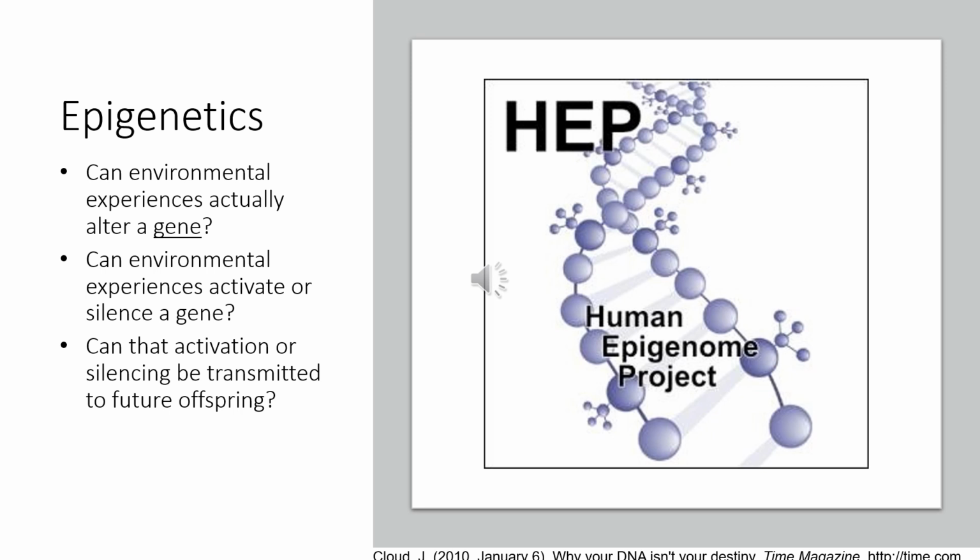Okay, so processing what you learned from the film. Can environmental experiences actually alter the gene? The answer to that is no. Epigenetics is over the gene, so it can turn on or turn off a gene, but it can't give you a different gene than what you already have. Can environmental experiences activate or silence a gene? Yes. How we are living our lives right now can turn on or turn off our genes. Can that activation or silencing be transmitted to future offspring?